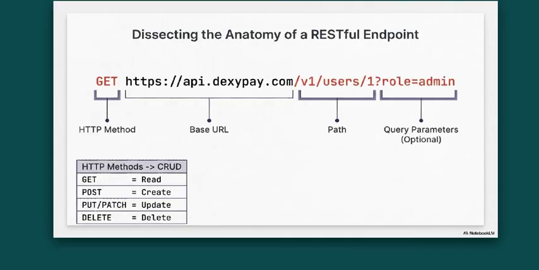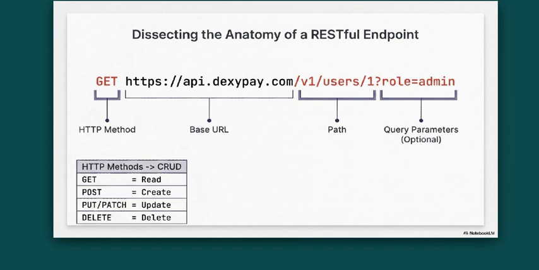We read from DexiPay using version 1 rules, the user whose ID is 1. It really is just a sentence. It's beautifully simple. And finally, tacked on at the very end, separated by a question mark, we have role admin, the query parameters. Query parameters are the optional modifiers.